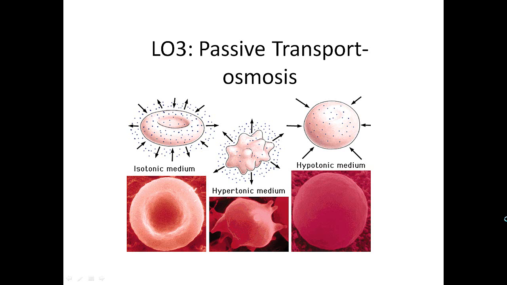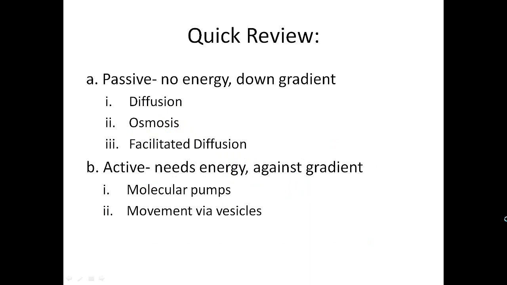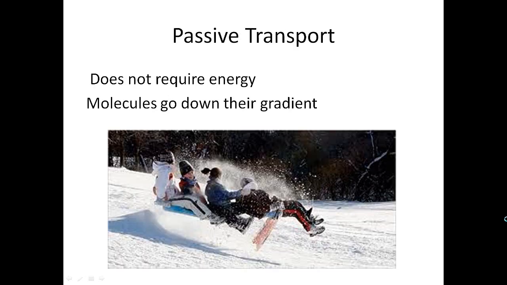Let's learn about the next kind of passive transport, osmosis. So far we've looked at diffusion and facilitated diffusion, and osmosis is the third in this category of passive transport, meaning the movement doesn't take energy. The molecules go from high to low concentration gradient or down their gradient. Active transport is the opposite, where it goes from low to high, takes energy. That's with molecular pumps and vesicles, and those will be coming up in later videos.